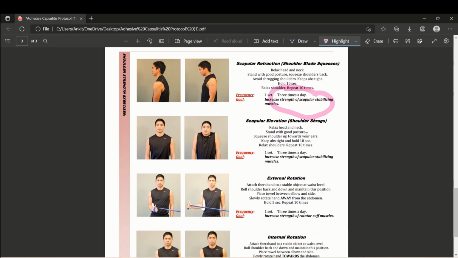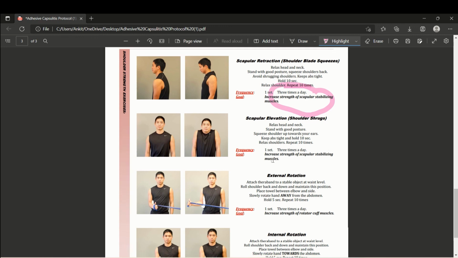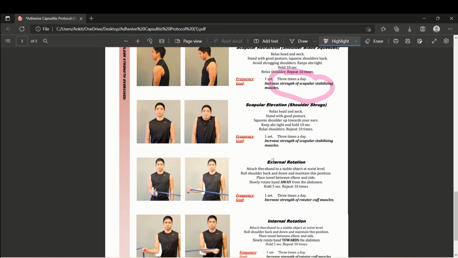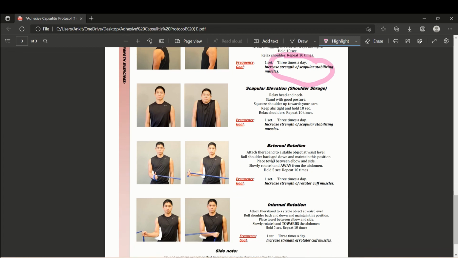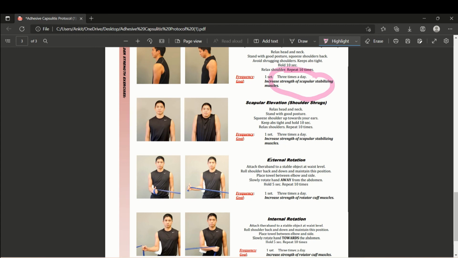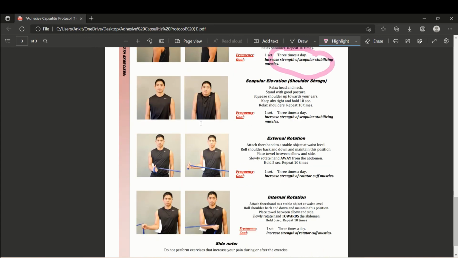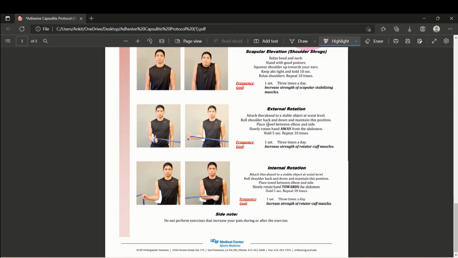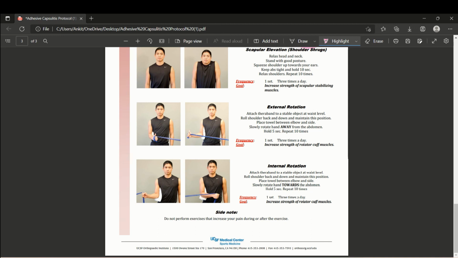Then what we have to do is scapular elevation, which is the shoulder shrugs. Relax head and neck, stand with good posture, squeeze the shoulders up towards your ears, elevate your shoulders, and then keeping the abs tight, hold this position for 10 seconds and then relax for 10 seconds. Then external rotation and internal rotation with the help of therabands.